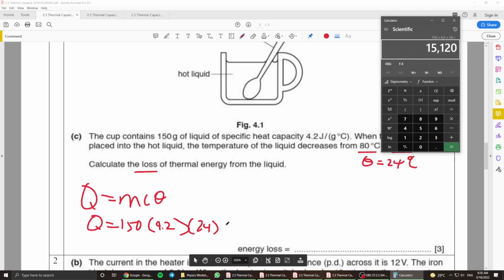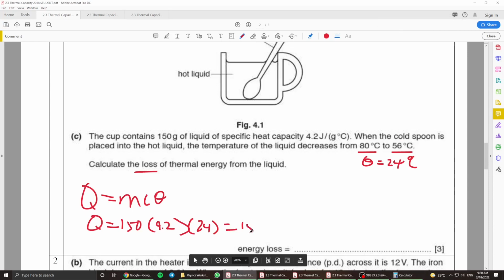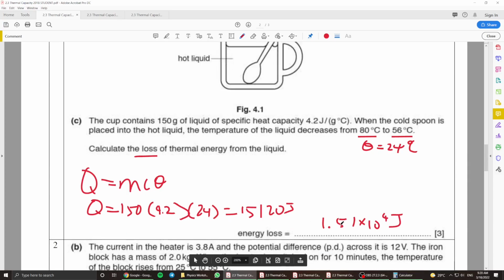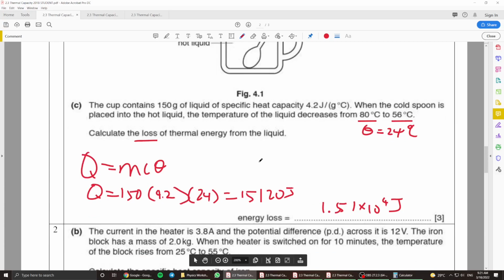You're supposed to get 15120 joules, which is going to be 1.51 times 10 to the power of 4 joules here. Right?